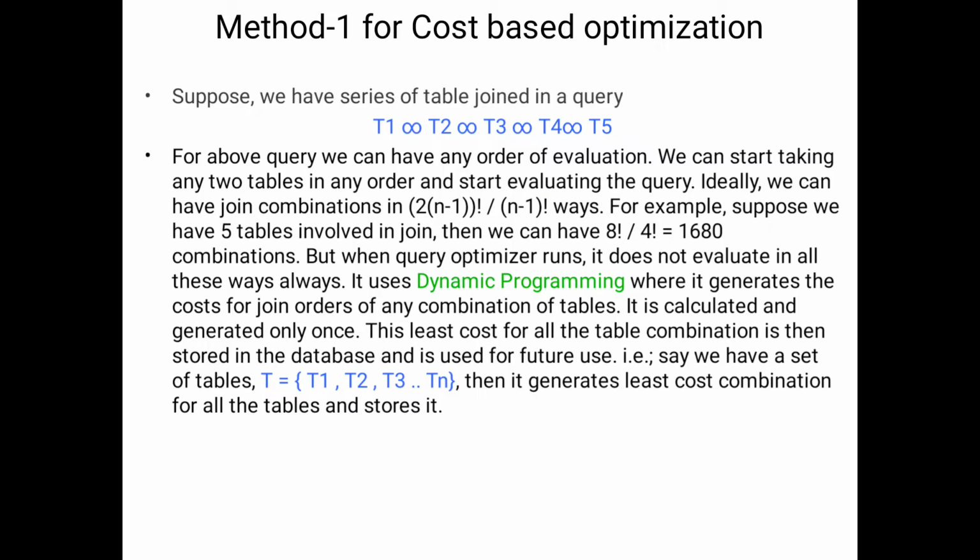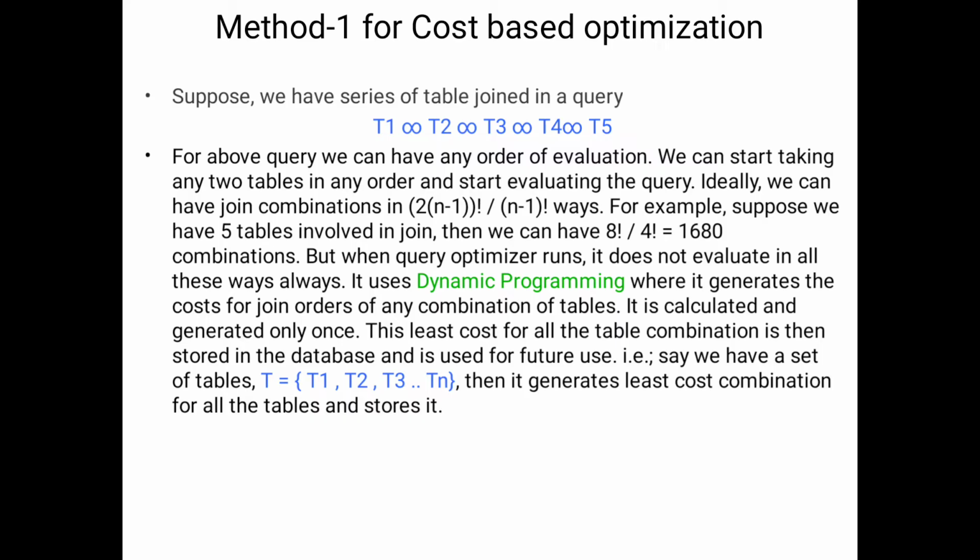Here we have (2(n-1))! / (n-1)! ways available. Suppose we consider 5 tables. How many ways are available? 1680 combinations are available. Among these 1680, which is the best, which is the optimized? We can't find that out with an easy process.